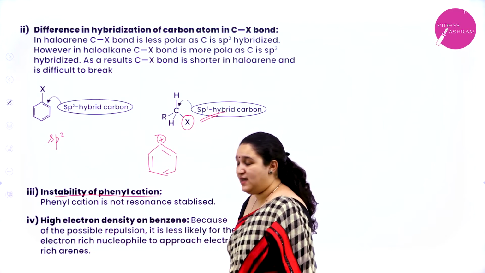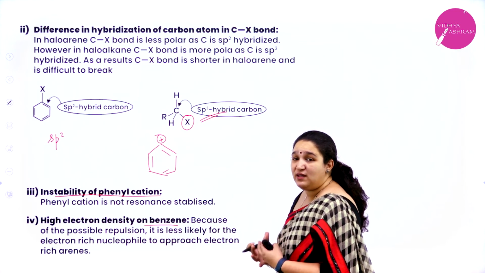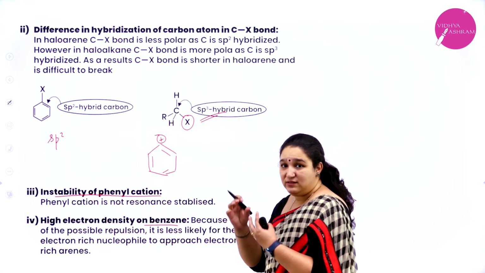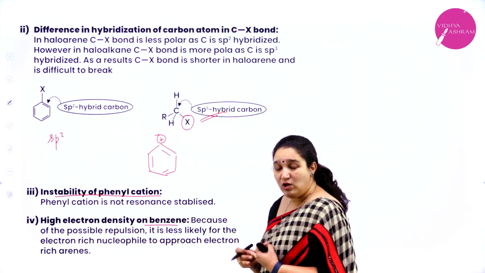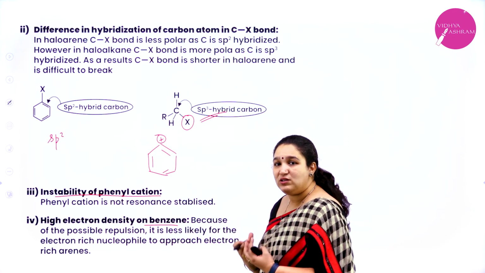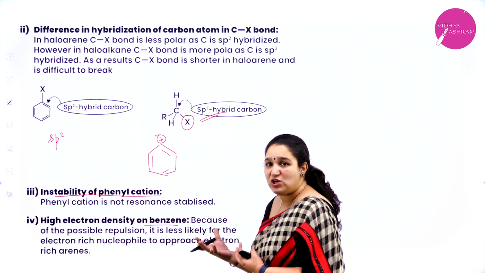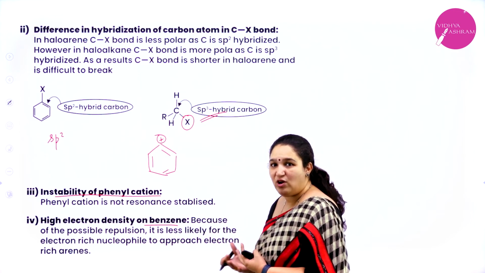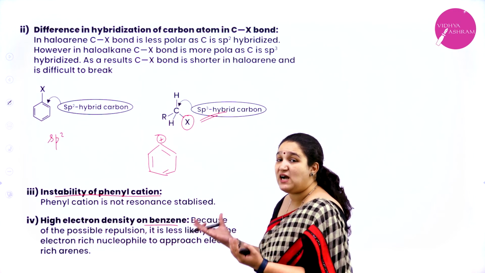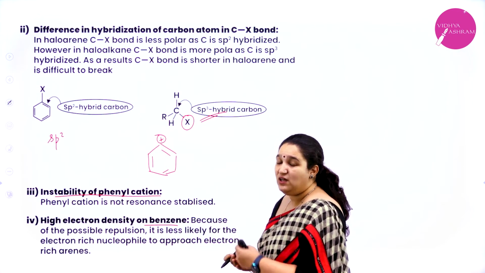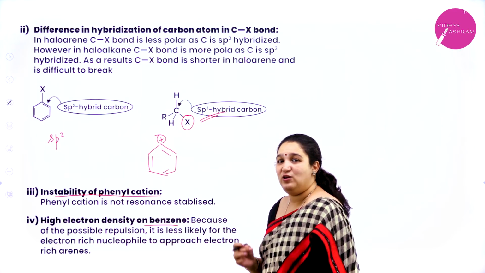Okay, fourth reason is high electron density on benzene. We saw in the resonance structure the negative charge is moving around in the benzene ring, correct? Also, the electron density on the benzene ring is really high and the nucleophile also is having a negative charge, or an extra electron which is present on the nucleophile. So what happens when they come closer? They will start repelling. That is the reason nucleophilic substitution reactions are difficult in haloarenes.